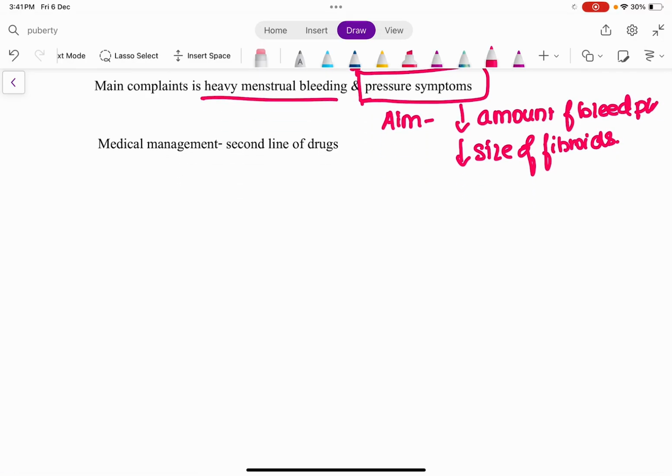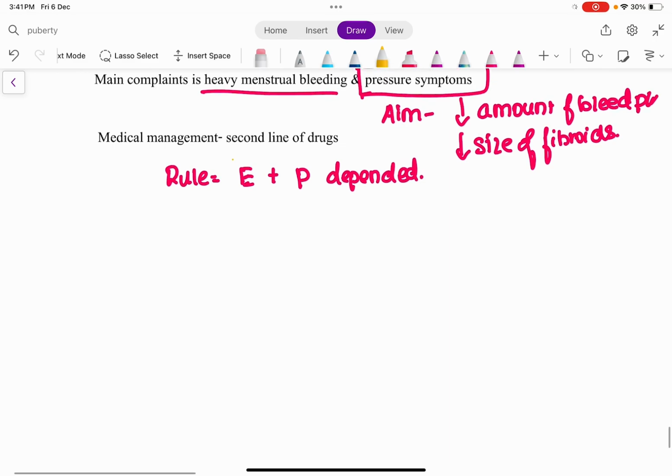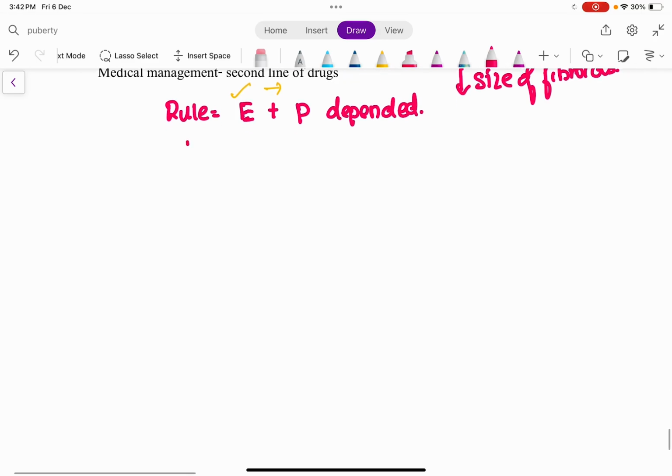So what are those drugs? The major rule here is that fibroid is an estrogen plus progesterone dependent tumor, but mainly estrogen and then followed by progesterone dependent. So in order to decrease the size of the fibroid, you have to give a drug which will decrease the amount of estrogen and progesterone in the body. Then the fibroid will lack estrogen and progesterone and eventually decrease in size instead of growing, right? So what are the drugs which decrease the amount of estrogen in the body? Those are called anti-estrogenic drugs.